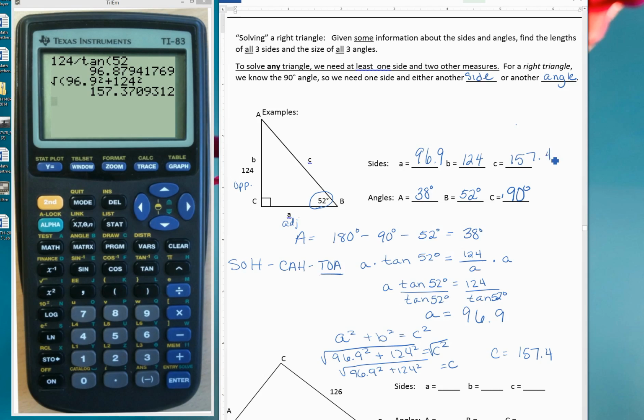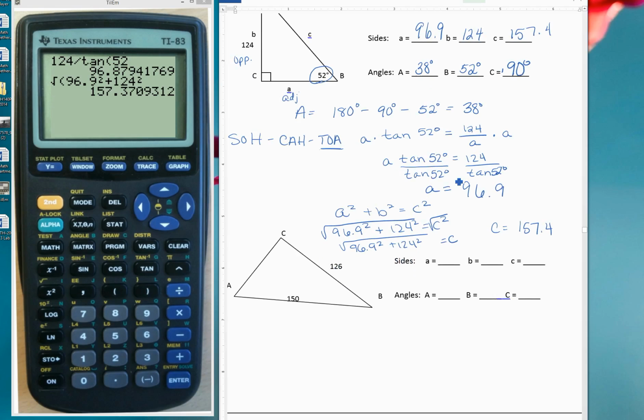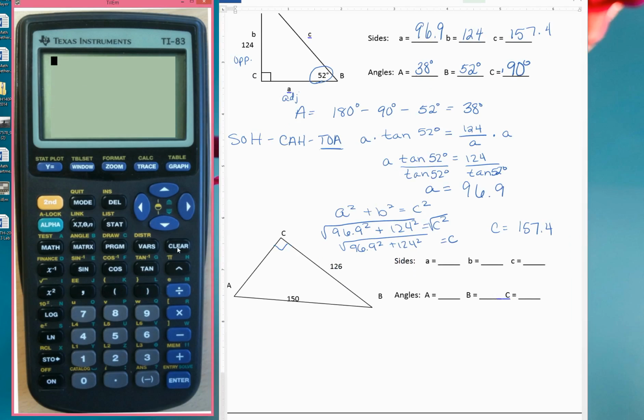Okay, so we found all the sides and all of the angles. So let's do one more together. Okay, so we're going to assume that this is a right triangle, that this is C. Okay, so we know that angle C is 90 degrees. We know that this would be little c since it's the hypotenuse, so that's 150. This would be little a since it's opposite, and this would be little b. So we know a is 126.